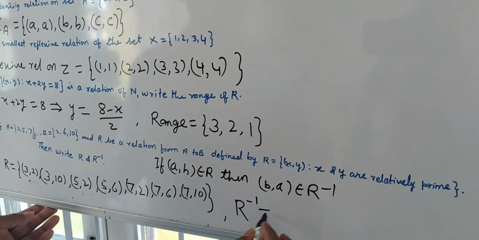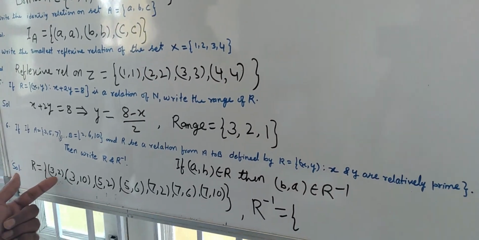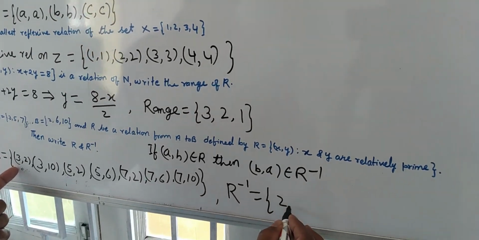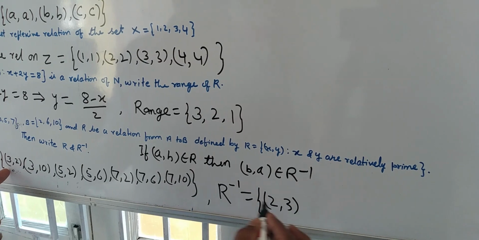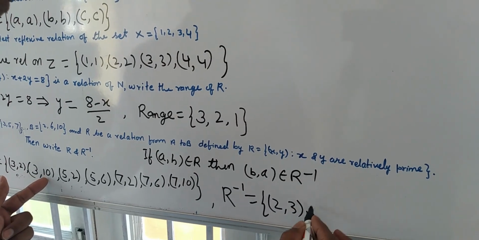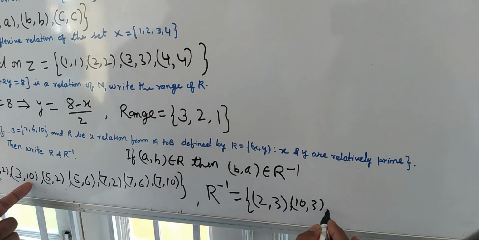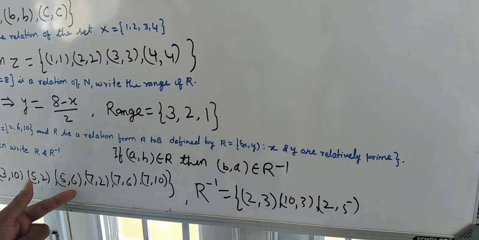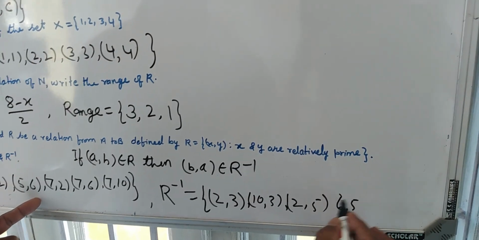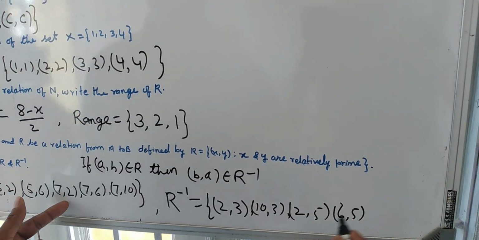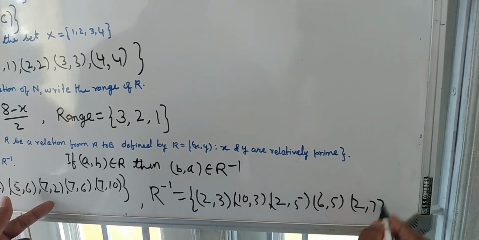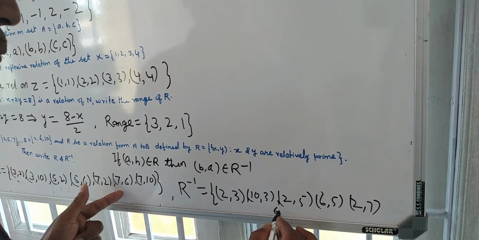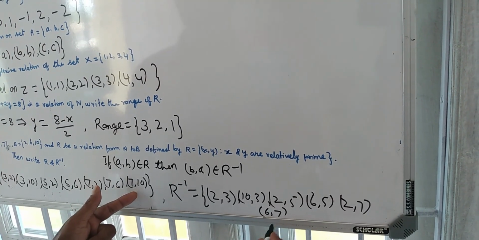So R inverse is equal to (3, 2). Now in R inverse, 2 is related to 3. So accordingly you change: (3, 2), (3, 10), (3, 2), (5, 6), (5, 2), (7, 2), (7, 7), (7, 6), (7, 6) and (7, 10).